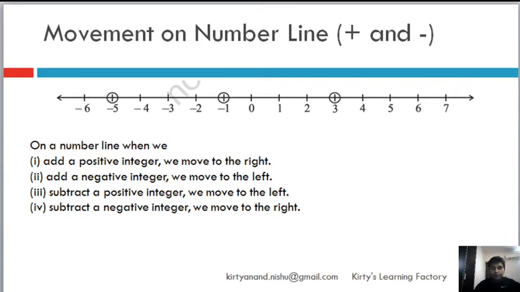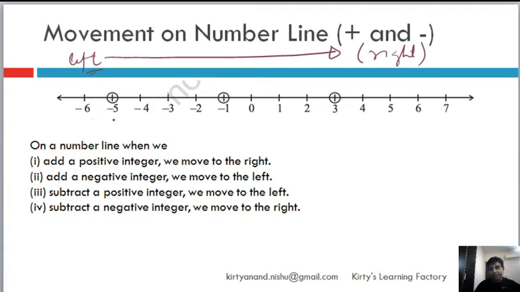Now we have a few questions to clear what we understood in the previous slide. So movement on number lines with respect to plus and minus integers is very important. On a number line, we add a positive integer, we move to the right. We learnt that integers grow in value from left to right. So on the left side there will be small integers, on the right side there will be large integers in value. So for example minus 6, once again I am repeating, is a smaller integer than minus 5.